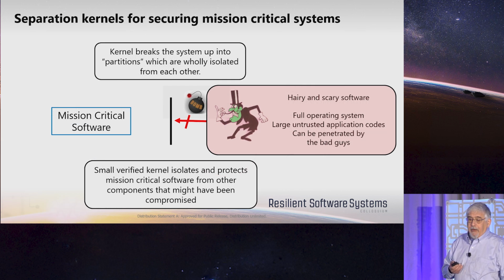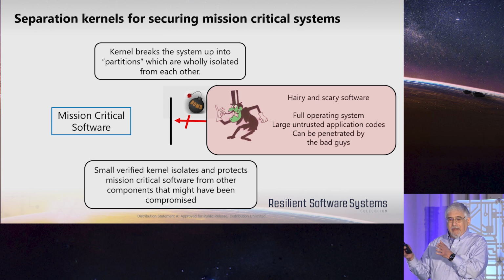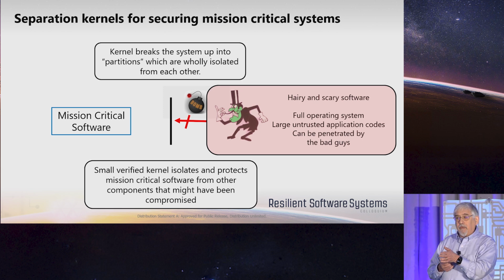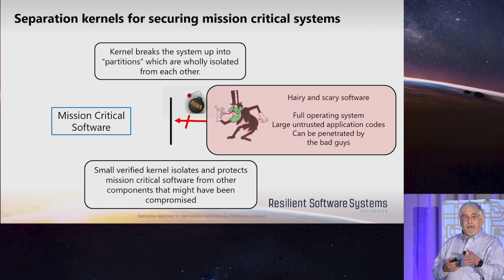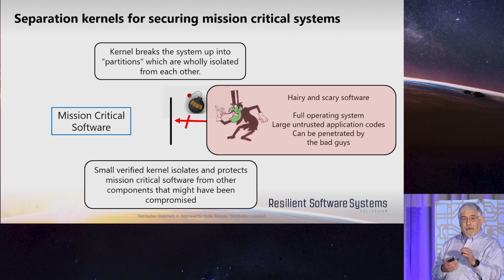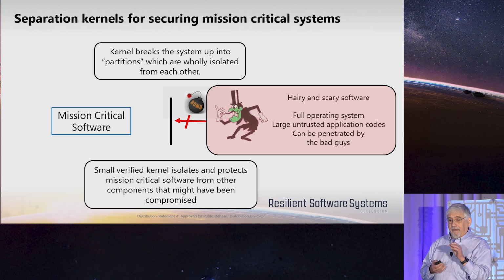So with this framework, we then get to a situation in which we can isolate our mission-critical software in one partition, have all the mean greenies and the scary and hairy code over in other partitions, and be comfortable and sure that those things that we don't trust cannot possibly affect the things that are mission-critical. The key to that is a small verified kernel, the separation kernel, and careful handling of the message processing between them.